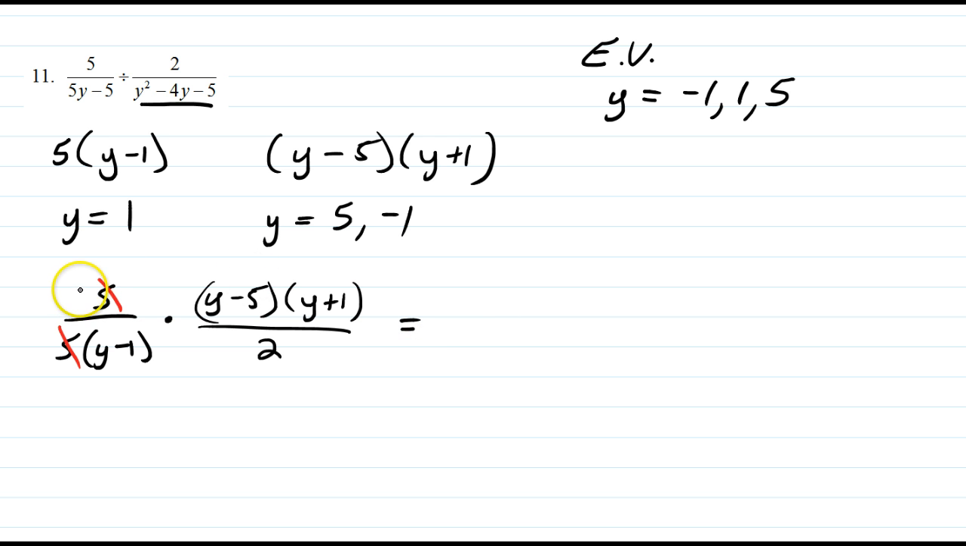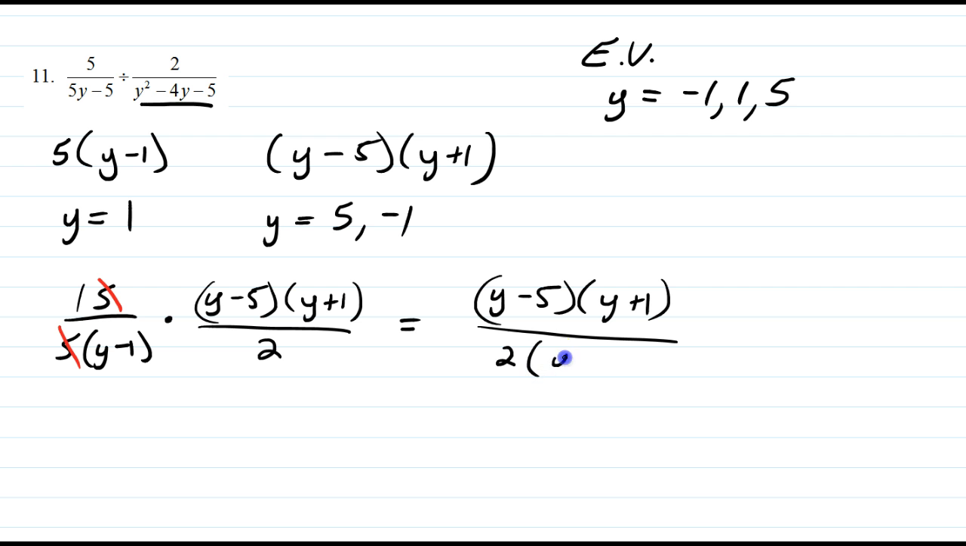Just write what's left on top. So then this is a 1. So on top we get y minus 5 times y plus 1. On the bottom, this is a 1, so 1 times 2 gives 2 times y minus 1. You can't make it cancel unless they're exactly the same, so that's my answer.